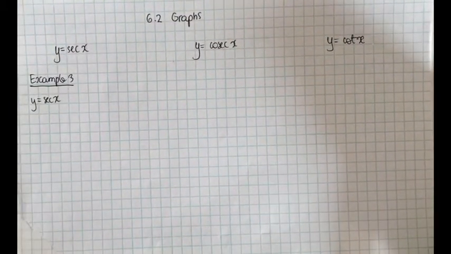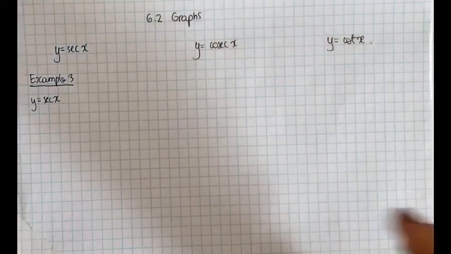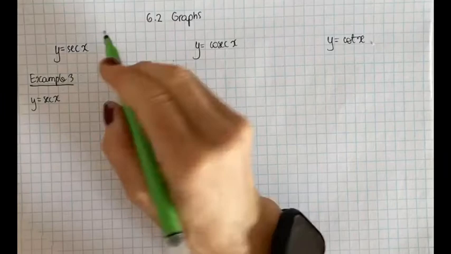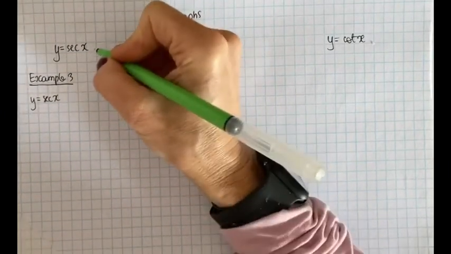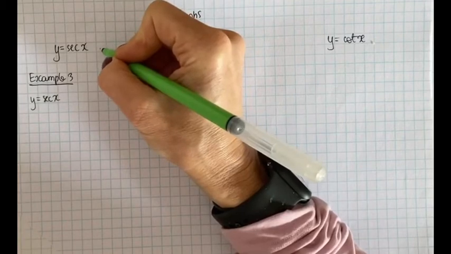Graphs. So section 6.2 is all about graphing y equals sec x, y equals cosec x, and y equals cot x. So I'm going to go through the graphs of all those three functions so you know exactly how to do it. To sketch sec x, you're going to sketch cos x to begin with.